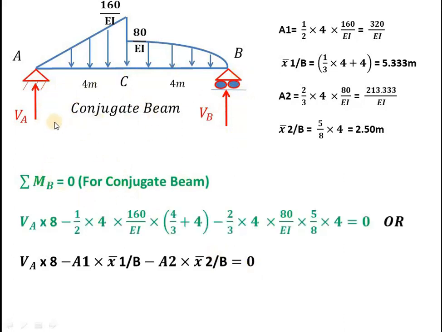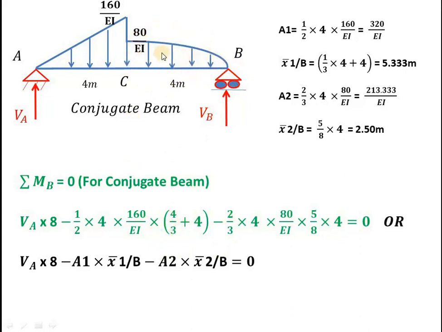Now, for calculating the reaction at A, let us take moment about B for this conjugate beam: VA into 8. Now these two loads are different. This is a triangular load, and this is a parabolic load. So minus 1 by 2 base is 4, height is 160 by EI, into the distance of CG of this triangle from B. So from here to here 1/3 of 4, that is 4 by 3. Here to here you have to add 4.